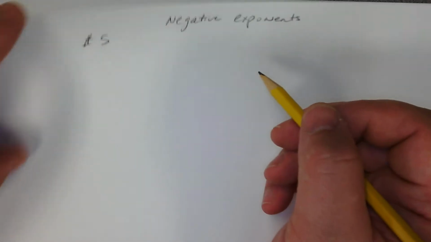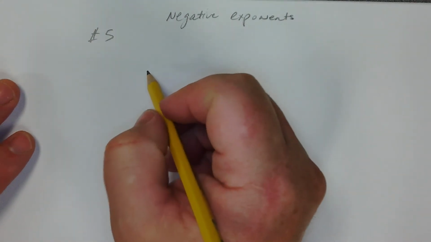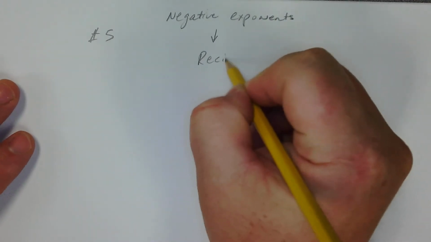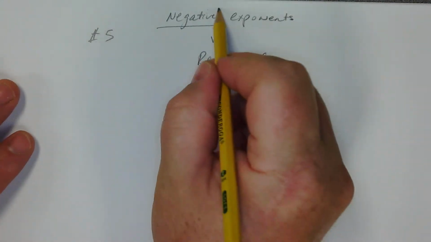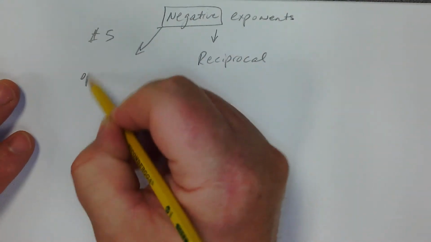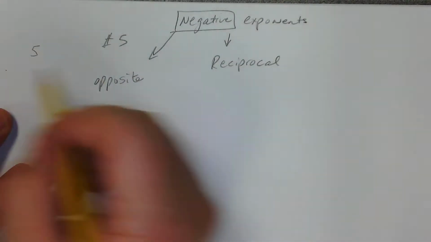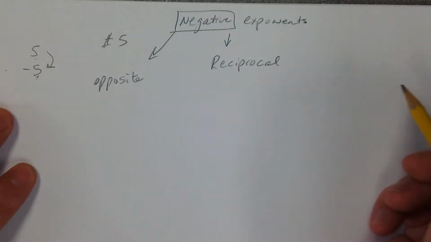So anyway, negative exponents. Here's the rule. Negative exponents, you're going to do the reciprocal. And here's why. Negative means opposite. Like 5 and negative 5, those are opposites. This is the opposite of 5.